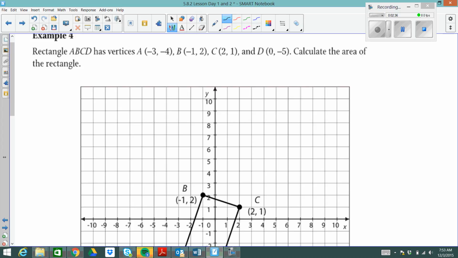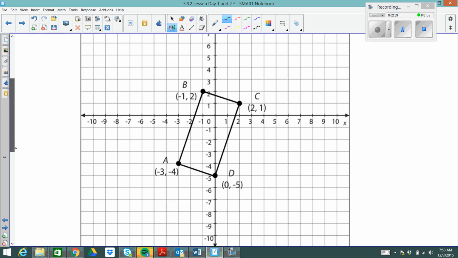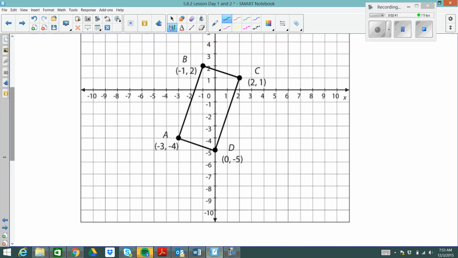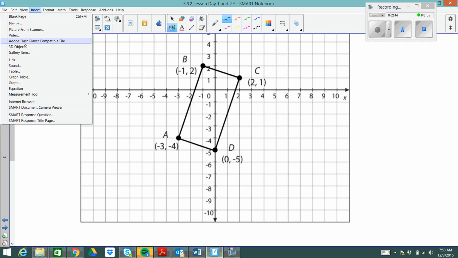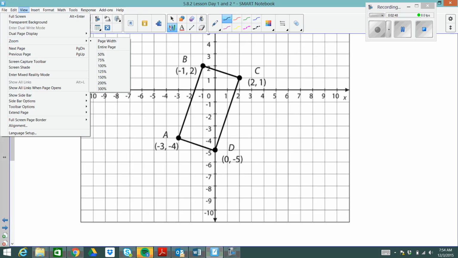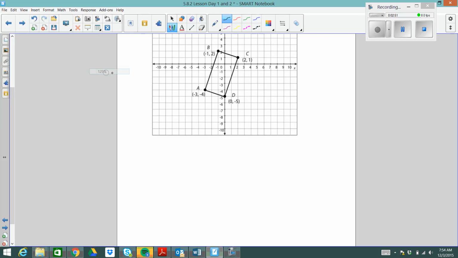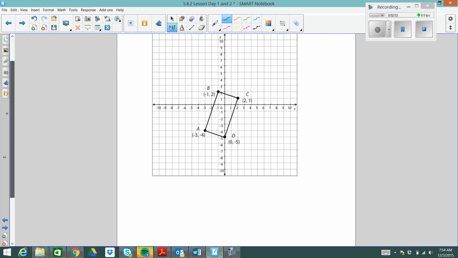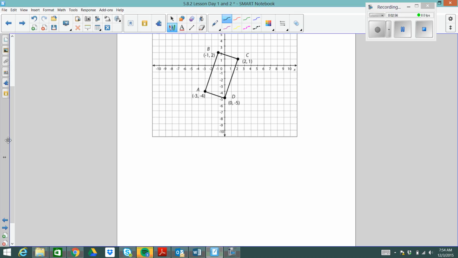So our formula for the area of a rectangle is base times height. There we go. Area of a rectangle is base times height. So we have area equals the length of the base times the length of the height. So what we need to do is we need to find the length of the base and we need to find the length of the height so that we can multiply them together to get our area.